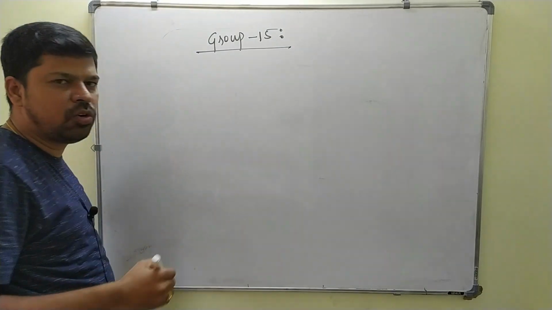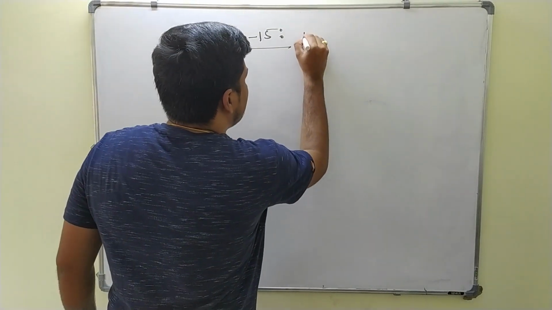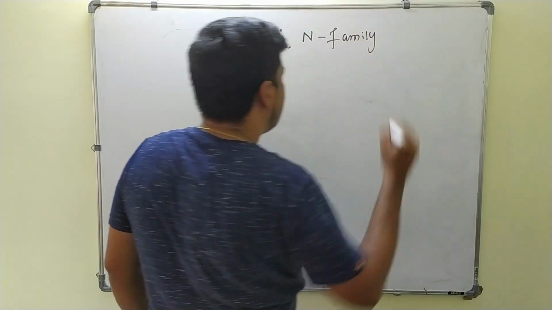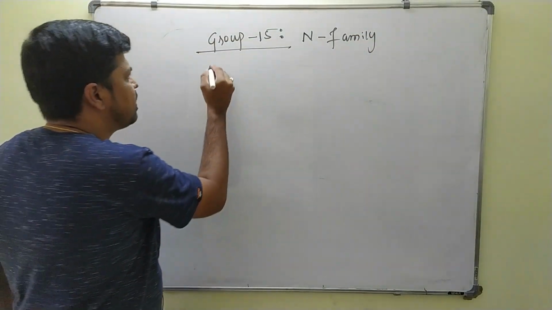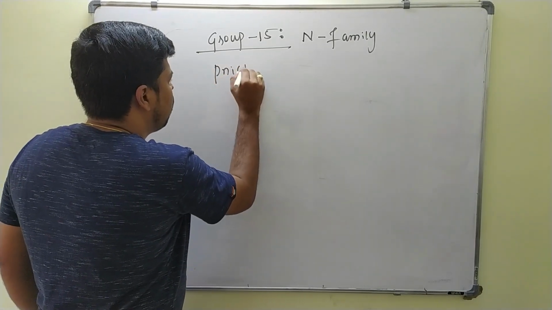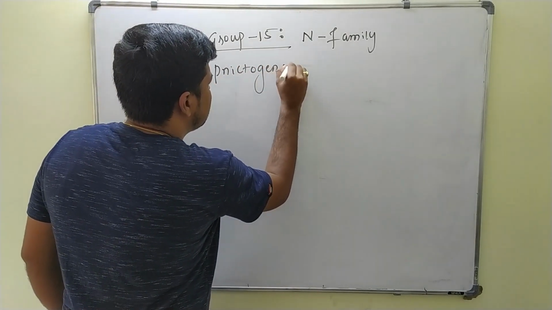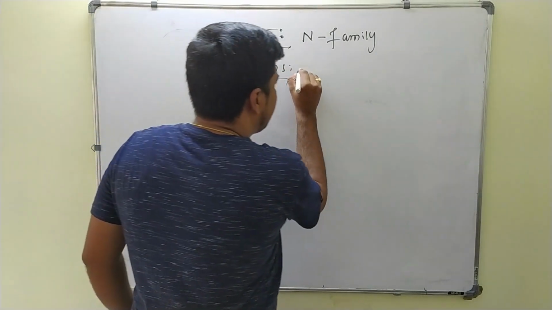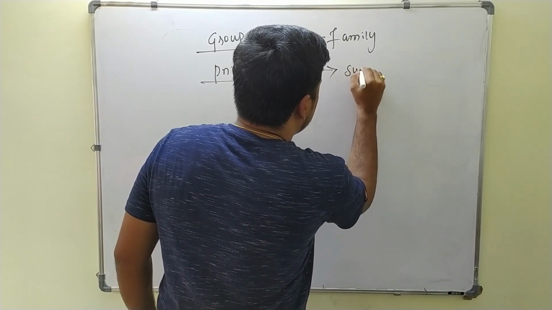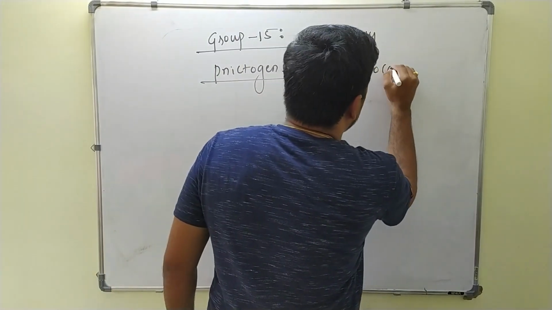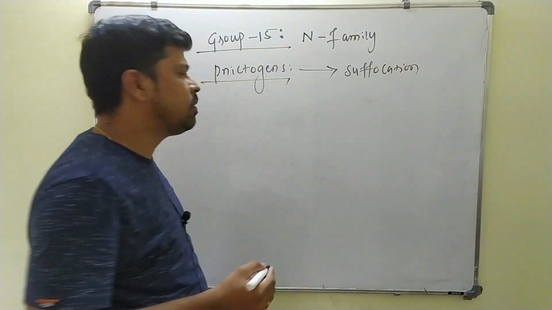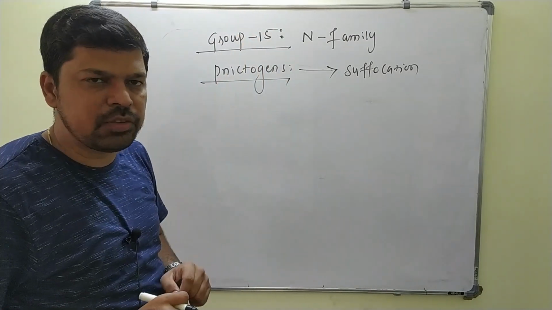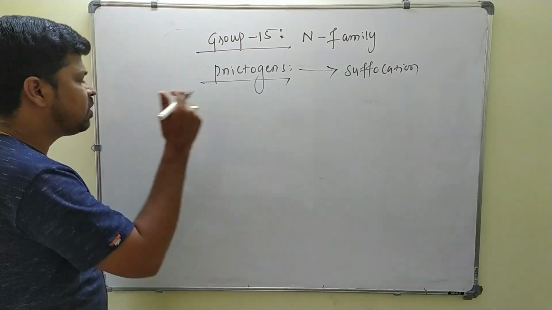Group 15, since group 15 starts from nitrogen, these group 15 elements are also called as what? Nitrogen family. And these group 15 elements have a special name called pnictogens. This word pnictogen is derived from the Greek word, where pnictogen means suffocation. Since all the elements present in group 15 create some suffocation, because of that these are called pnictogens here.